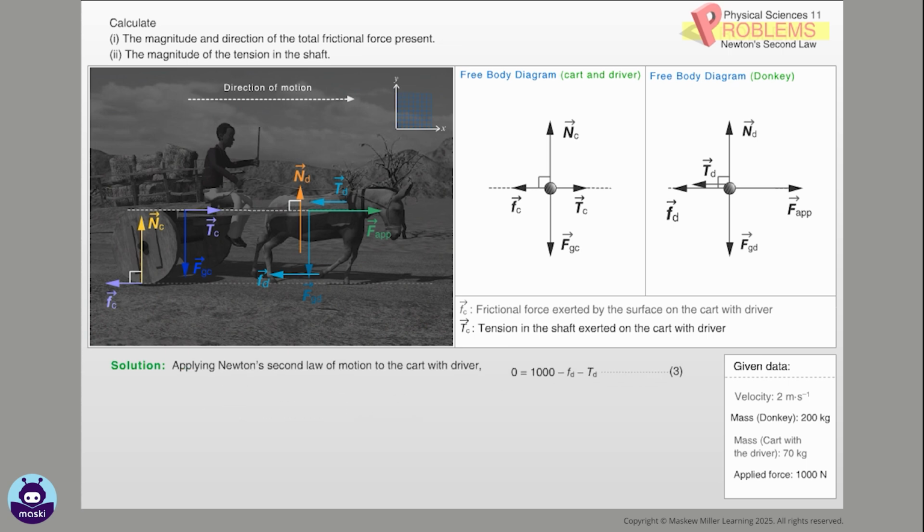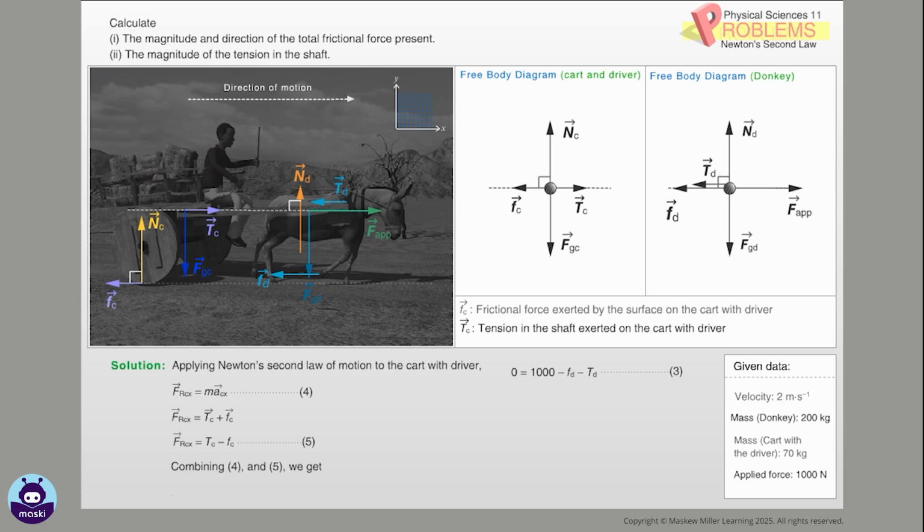We can also apply Newton's second law to the motion of the cart with driver, the second body. Vector Frcx equals m vector acx. Vector Frcx is the vector sum of the forces along the horizontal plane. Therefore, vector Frcx equals vector Tc plus vector Fc. Taking the direction towards the right as positive, we get vector Frcx equals Tc minus Fc.